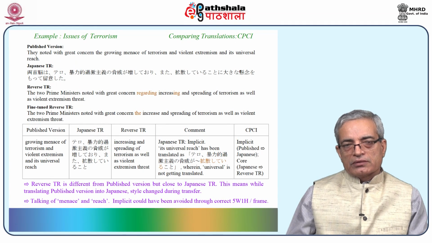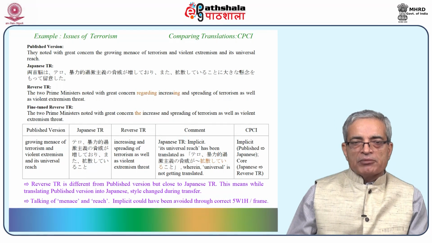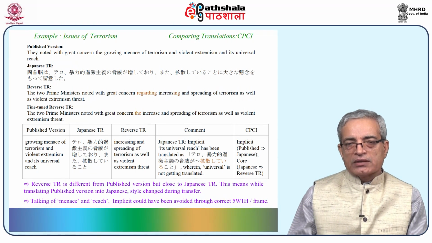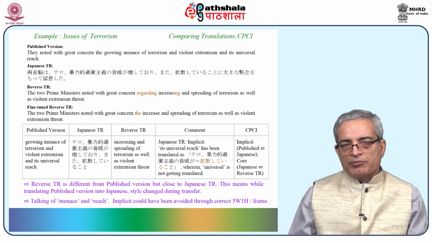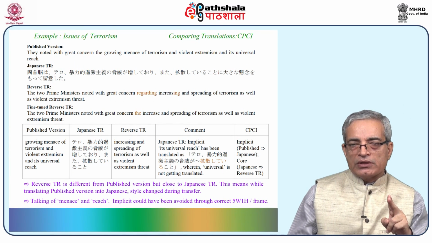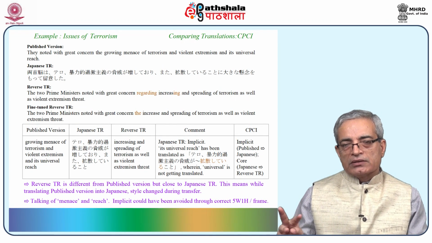Okay, let's compare. There is a published version, then there is a Japanese translation, then there is a reverse translation, and there is a fine-tuned reverse translation. We are picking up growing menace of terrorism and violent extremism and its universal reach. Appears quite complicated, but if you see the Japanese, it's not so complicated. So tero, then boryoku-teki kageki shugi no kyoi ga mashite ori mata kaksan shiteru koto. So increasing and spreading. So there are two things.